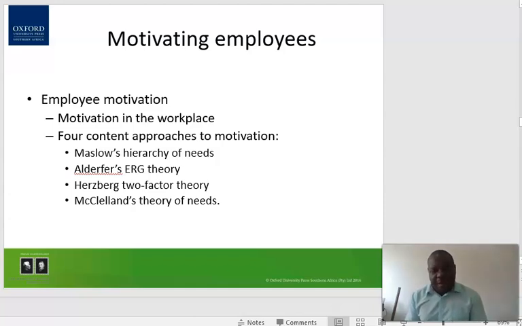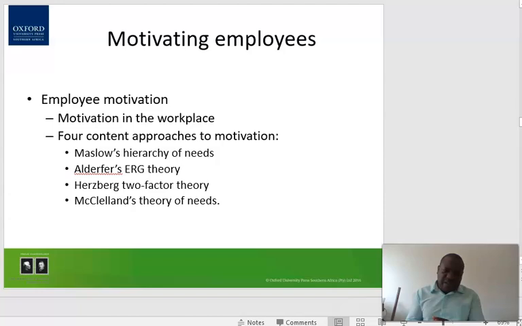Motivation at the workplace is very, very important, and it's important for managers to understand what motivates people and how people are motivated. For purposes of this course, we will look at some motivation theories. First, content approaches to motivation look at the what of motivation. Then we also have process approaches, or process theories, that look at the process, or the how, of motivation.